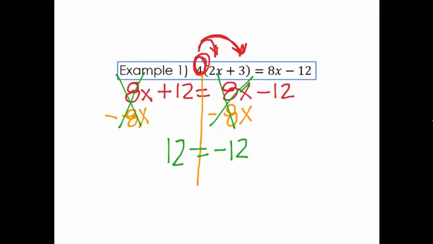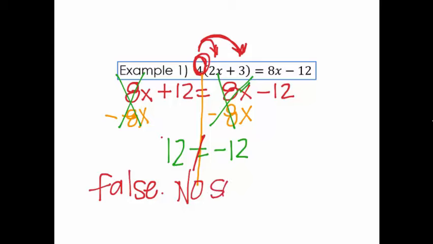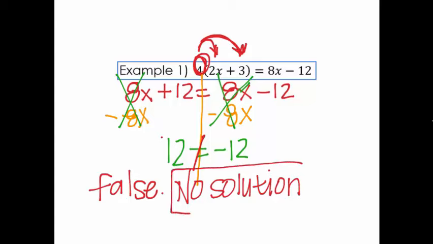Now, you should be able to look at this and tell that this, in no way, shape, or form, is a true statement. If I have $12, I have way more than I do if I'm in debt $12, or if I have negative $12. They're not equal. So since this is false, it means I have no solution. So in other words, these two lines, these two equations or expressions that I have here, if I was to graph them, are never, ever, ever going to intersect.